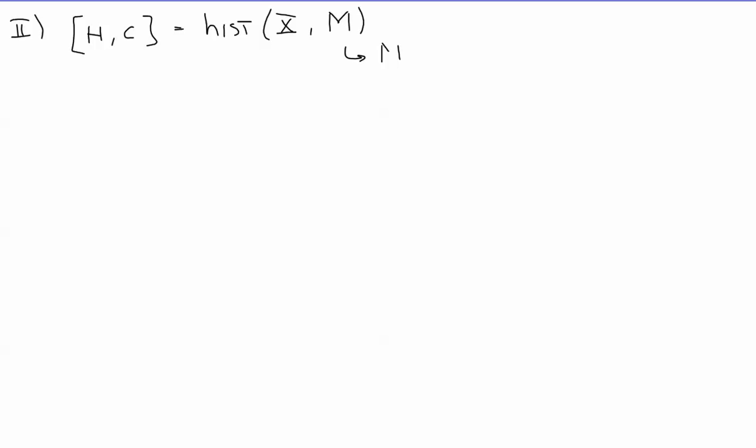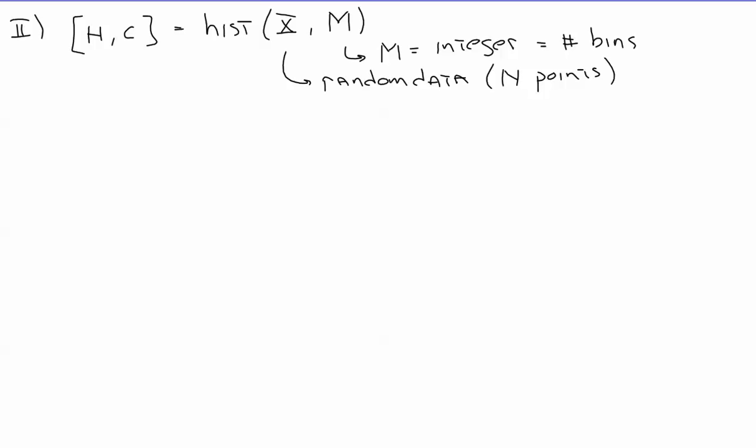My pen quit working. M is an integer, and that equals the number of bins I want to work with. All right, you specify that up front. X is my random data. And of course, there are endpoints. In this case, what you do is you specify how many bins you want and give it the random data.